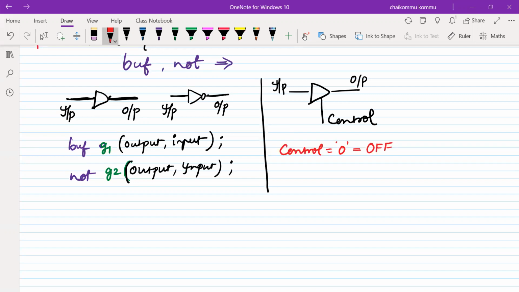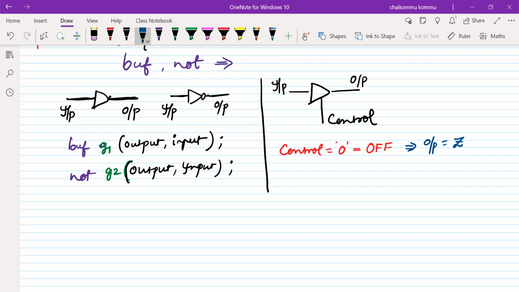If the control signal is equal to 0, which means that the signal is off, in this situation, what will happen? The output is equal to high impedance state. You have to remember this point very carefully. When the control signal is equal to 0, the output will not be unknown. It is a high impedance state. That means it's a floating output. We cannot define the output.